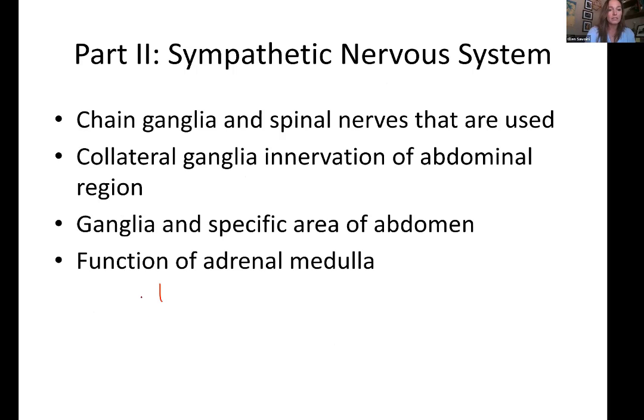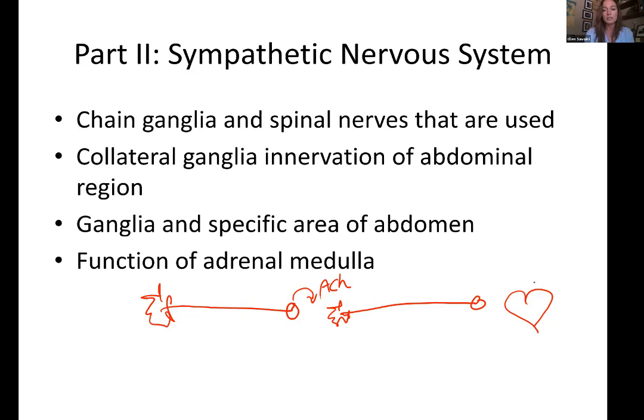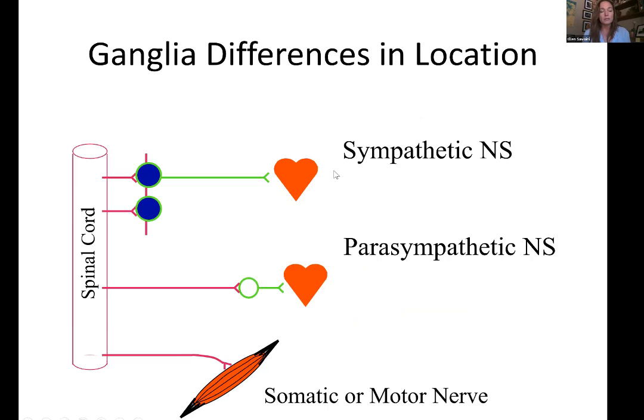If we have our spinal cord, and this is our cell body dendrite, we have this axon and it's going to release acetylcholine, right? Then we have our second one and it's going to go out onto the tissue. We'll just use the heart as being the tissue it's going to, and it's going to release norepinephrine. We'll just keep that in mind. Later, we're going to learn the receptors.